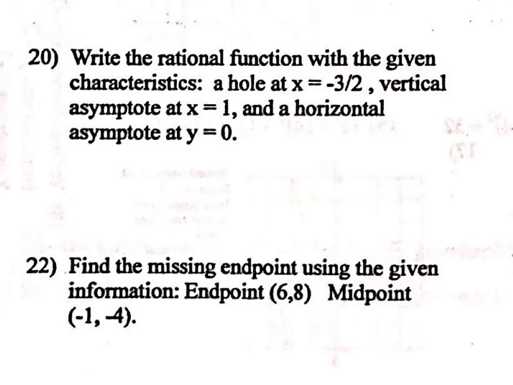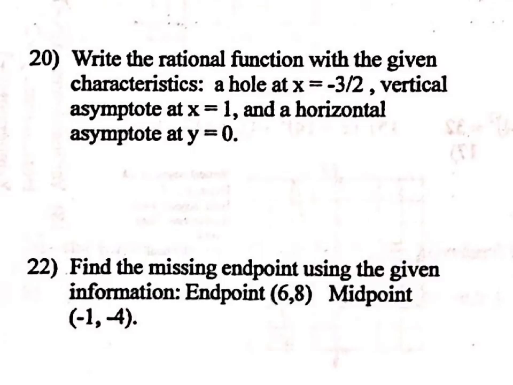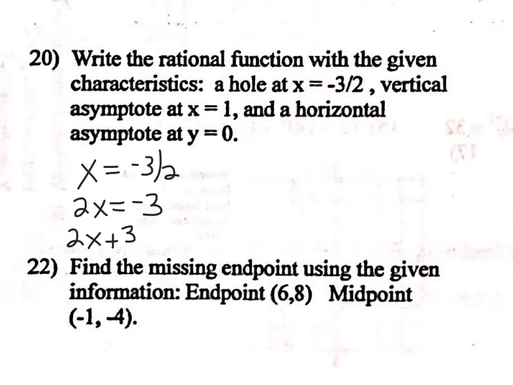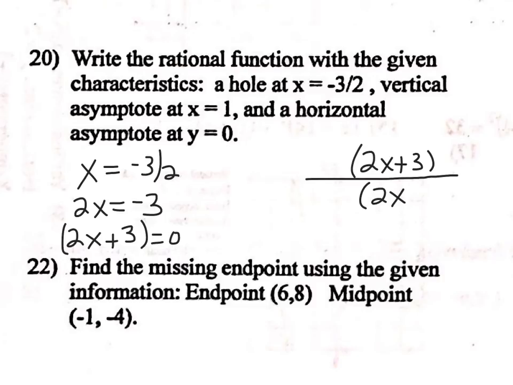So what I'm going to do is take this x equals negative 3 over 2 and solve in reverse. I multiply both sides by 2, and I get 2x equals negative 3. Then I add 3 to both sides, and I get 2x plus 3 equals 0. Or, in other words, I get my factor. And that's what I need for my numerator and denominator to represent the hole in my graph. So I'm going to have a 2x plus 3 in the numerator and a 2x plus 3 in the denominator. That's what's going to make the hole.